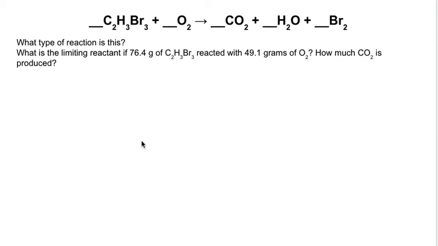Then I'll do the same steps for oxygen. I'd find out which one produces less CO2, and that's going to be my limiting reactant and will tell me how much CO2 can be produced from the two amounts given.